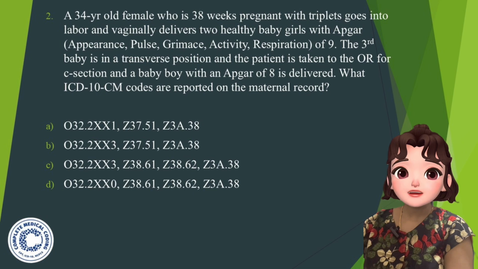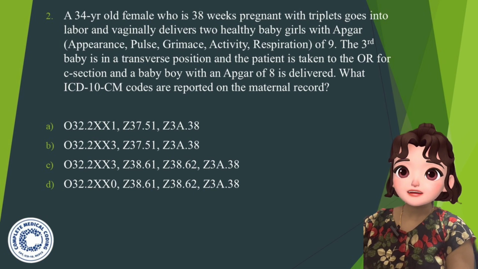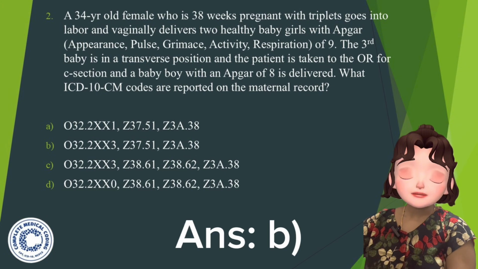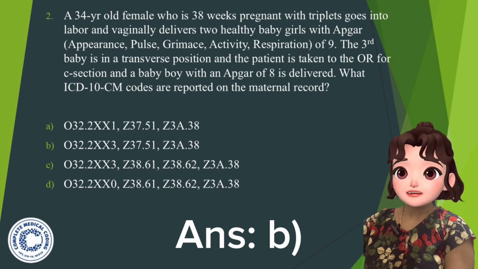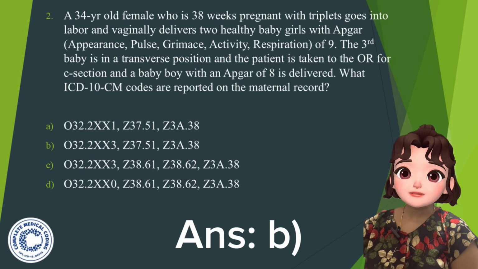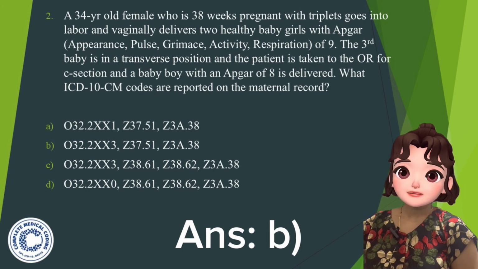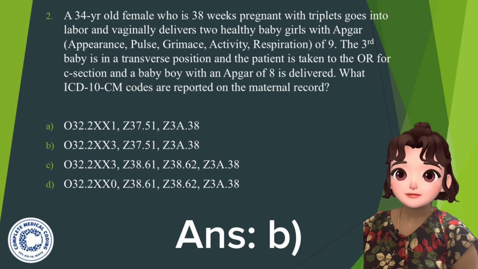Okay, so you don't have to code it separately. So here the correct answer will be option B. The O code, maternal care for transverse and oblique position 3, fetus 3. And then Z37.51 means all triplets all live born, and then 38 weeks pregnancy, Z3A.38. So the answer is option B. Okay, that's how you have to code for the triplet pregnancy.